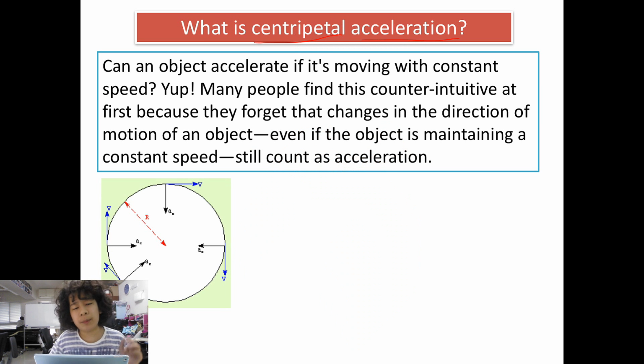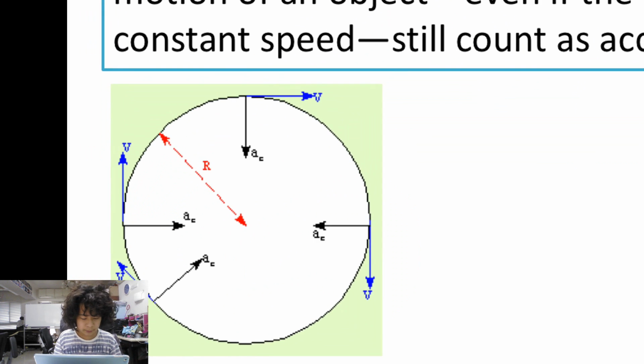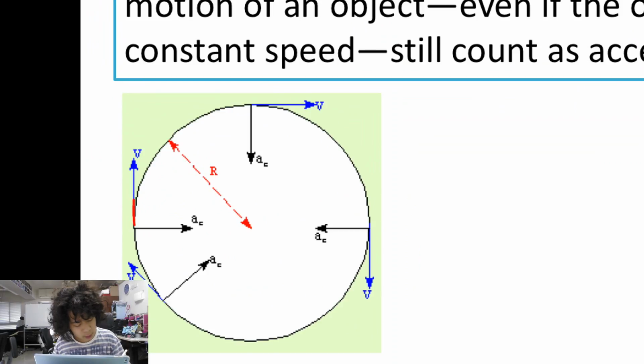Centripetal means pointing to the center, like in this picture. When the velocity goes here, and the acceleration goes here, it changes the direction, allowing it to become here, here, like that.